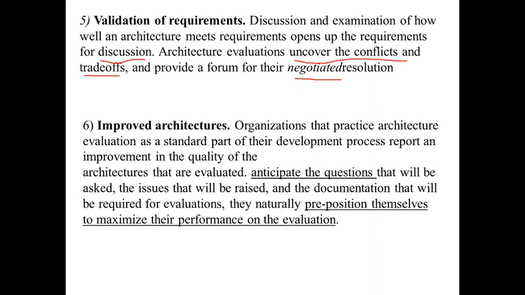Next one, last one, improved architectures. By analyzing all the requirements, like what are the requirements, what are the cost constraints, which architecture is better, by analyzing all those things, we are trying to improve the quality of the project. So it is an evaluation standard part of the development process that reports an improvement in the quality of the project. Its purpose is to anticipate the questions that will be asked.